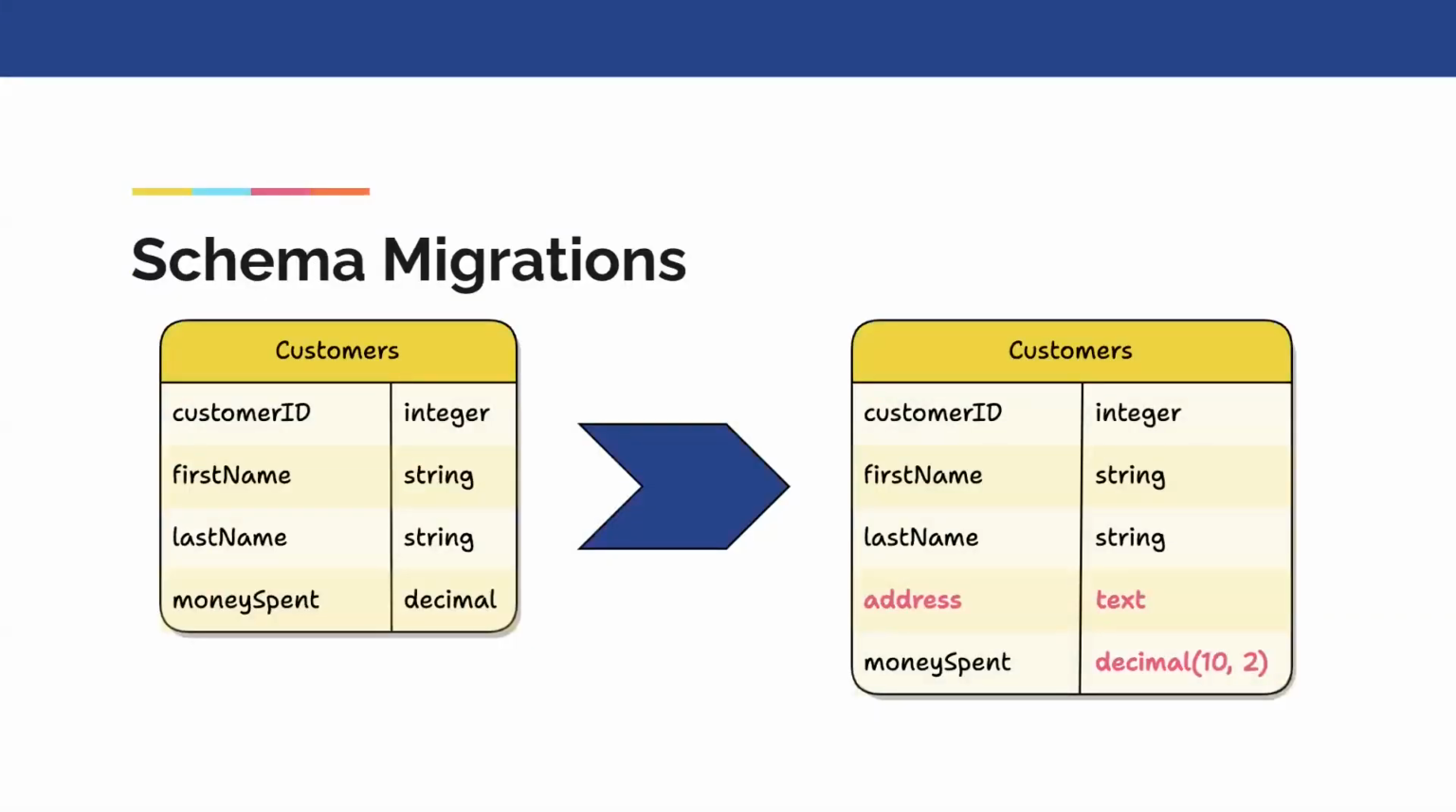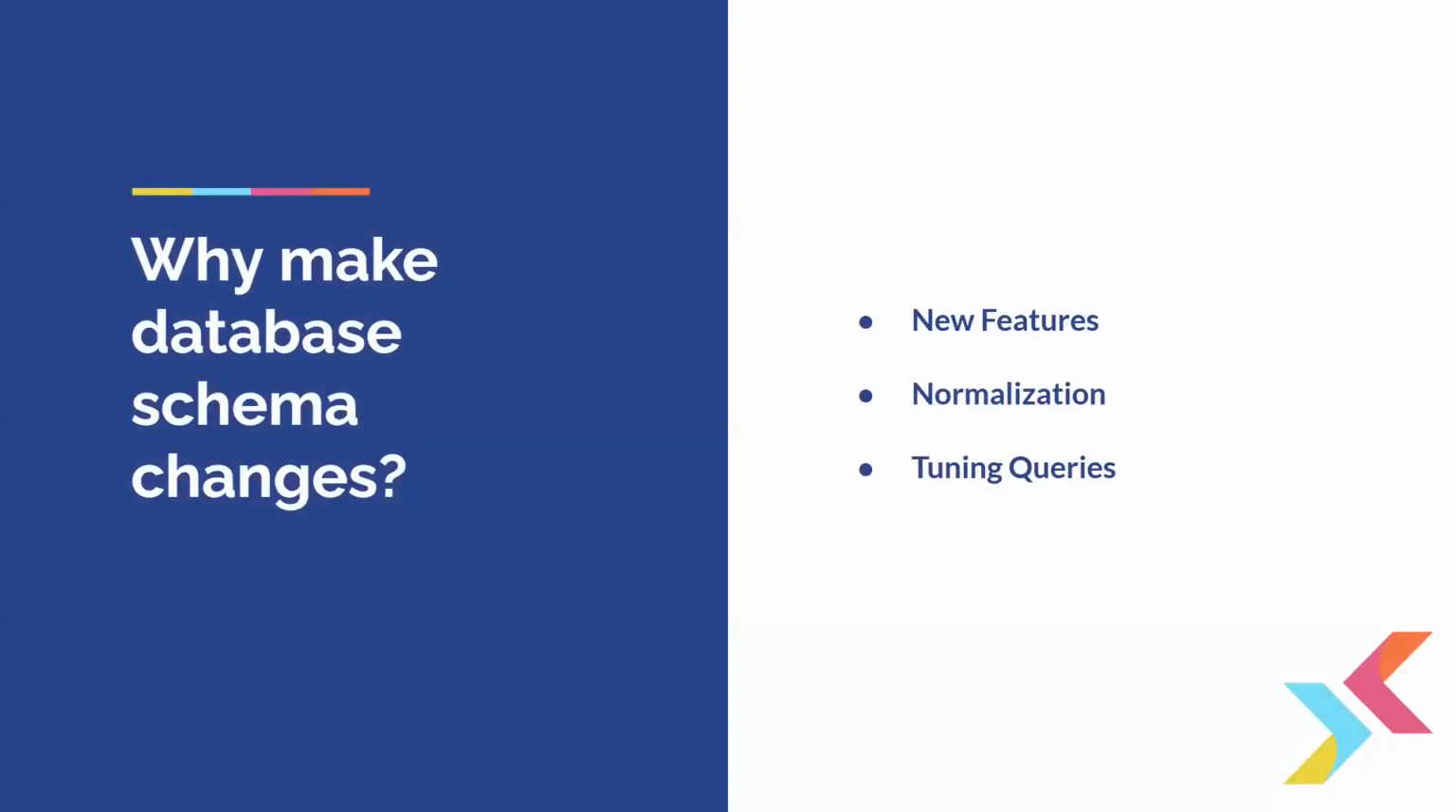So recall, Laridae is a schema migration tool. Schema migrations are changes to the structure of the database, such as adding a column, changing a column's data type, adding a new table, etc. So Laridae is used to implement these kinds of changes. Okay, so now you might be wondering, why would we ever need to change the schema? Well, there are a number of reasons why someone would want to make changes. Some of the more common: adding a new feature, normalization, or even tuning queries to be more efficient.